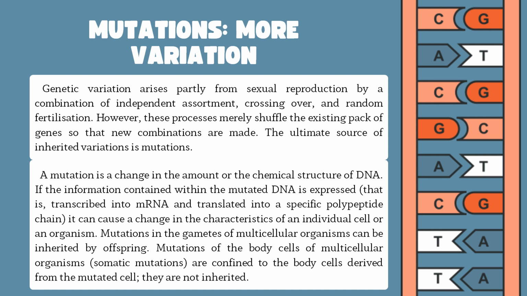A mutation is a change in the amount or the chemical structure of DNA. If the information contained within the mutated DNA is expressed, it can cause a change in the characteristics of an individual cell or an organism. Mutations in the gametes of multicellular organisms can be inherited by offspring. Mutations of the body cells of multicellular organisms are confined to the body cells derived from the mutated cell. They are not inherited.